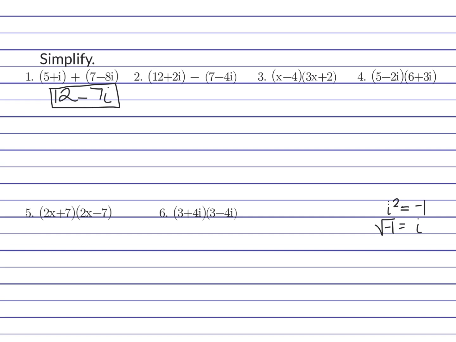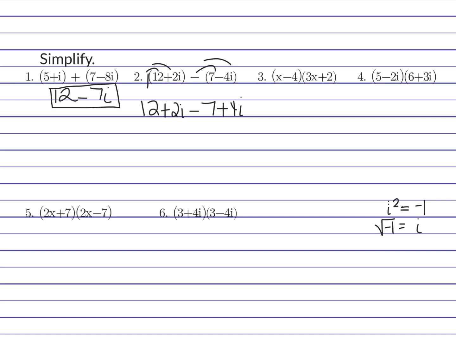Number 2, it tells me to subtract like terms. I would encourage you to distribute a -1 to both of these. I'll go ahead and distribute a +1 to these, just so I can get rid of those parentheses. So if I distribute +1, then this is 12 plus 2i. If I distribute -1, this is -7 plus 4i. Then I'm going to combine like terms.